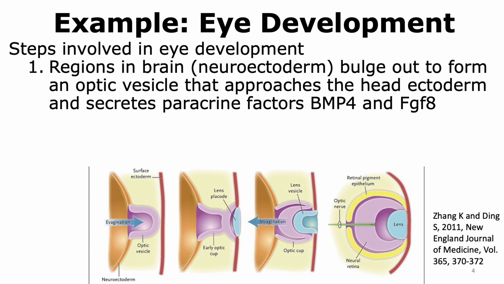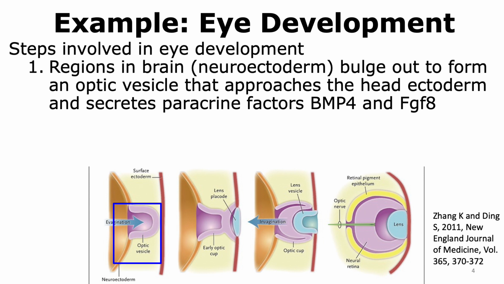So let's look at what happens during eye development. The steps involved in eye development are as follows. The first step is that regions in the brain, which are the neuroectoderm, bulge out through the process of evagination to form an optic vesicle. If we look at the figure here, we can see that the portion shown in pink, which forms a cup-like structure, is that neuroectoderm that has undergone evagination to form an optic vesicle. And this optic vesicle approaches the head ectoderm that is shown as a red line.